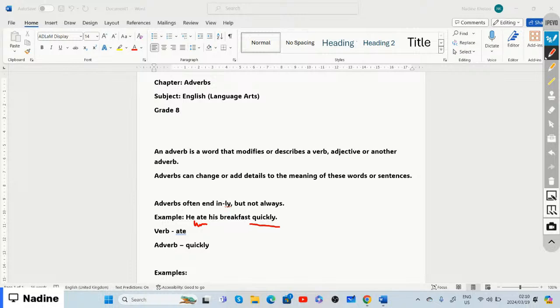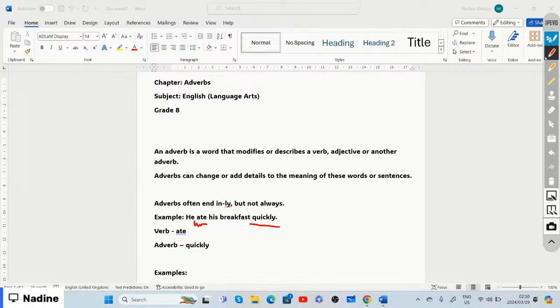Another word can maybe be ate his breakfast hurriedly. So hurriedly can also be an adverb. It tells us how he did something. If somebody did something and they were confused, we can then also say confusedly. That is how someone did something: confusedly, happily, sadly. So the words that end in ly are adverbs that tell us how.